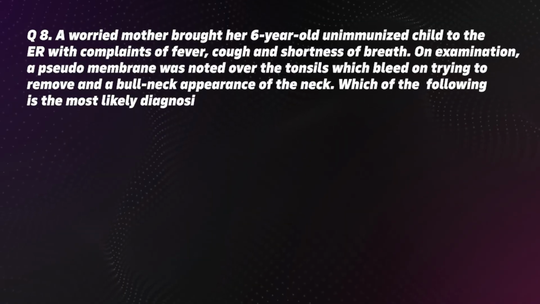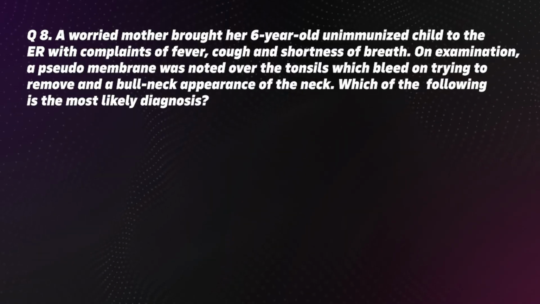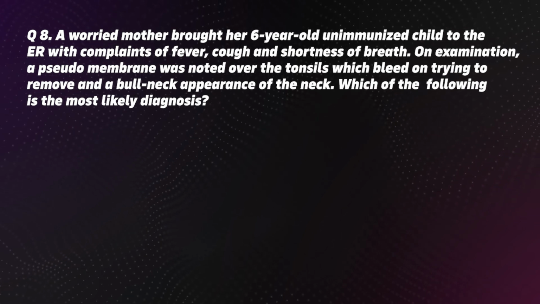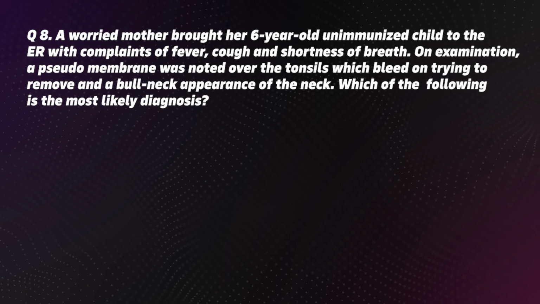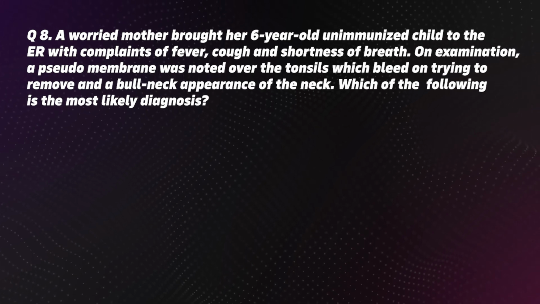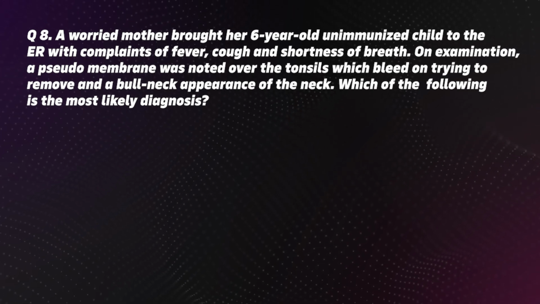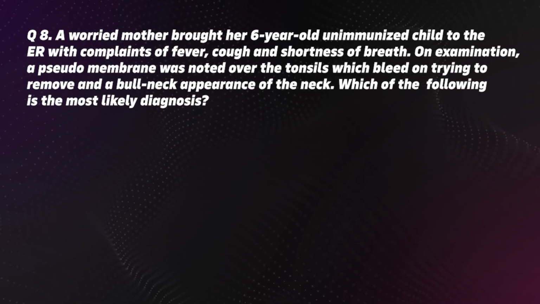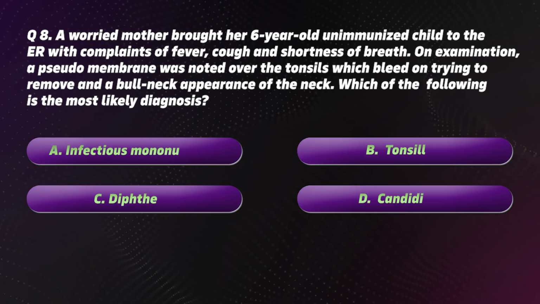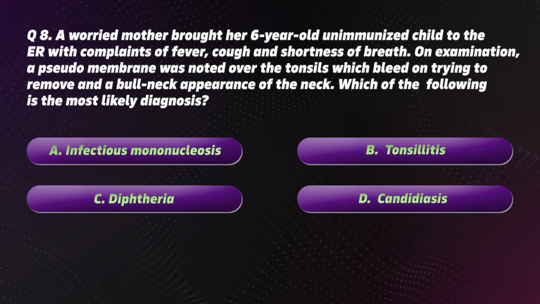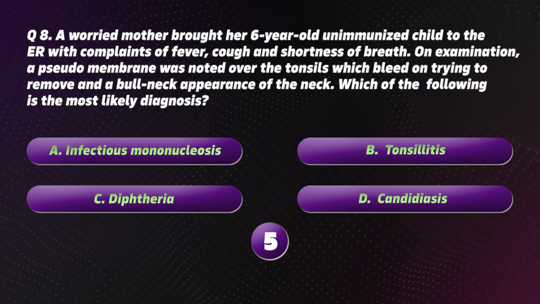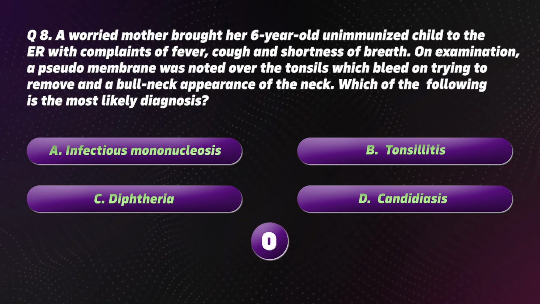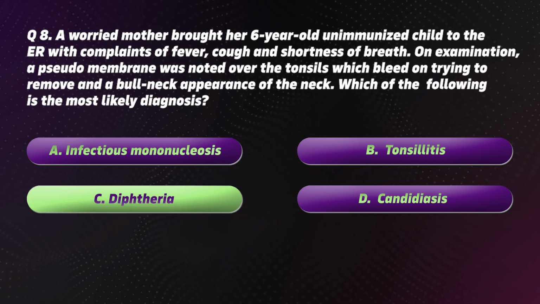Question 8. A worried mother brought her 6-year-old unimmunized child to the ER with complaints of fever, cough, and shortness of breath. On examination, a pseudomembrane was noted over the tonsils which bleeds on trying to remove, and a bull neck appearance of the neck. Which of the following is the most likely diagnosis? Here are the options. A. Infectious mononucleosis. B. Tonsillitis. C. Diphtheria. D. Candidiasis. And the correct answer is option C, diphtheria.